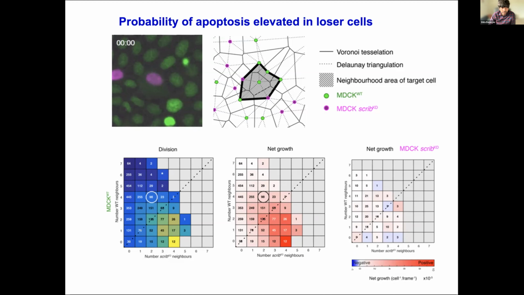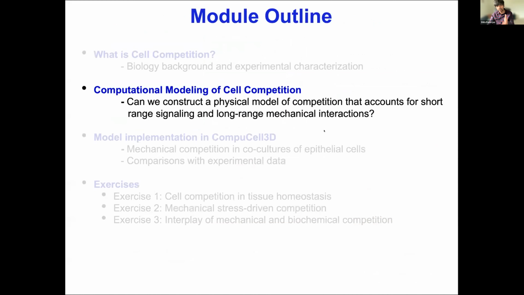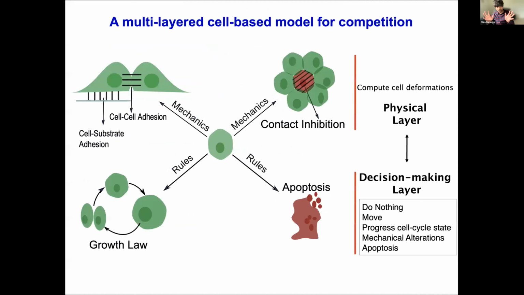And we built on, and as I will discuss in the next few slides, we construct a physical model of competition that accounts for not only this long-range density-based competition, but also short-range signaling, where cells can sense each other's neighborhood and can induce death or induce faster growth, okay? So here's the framework of the model that we use.